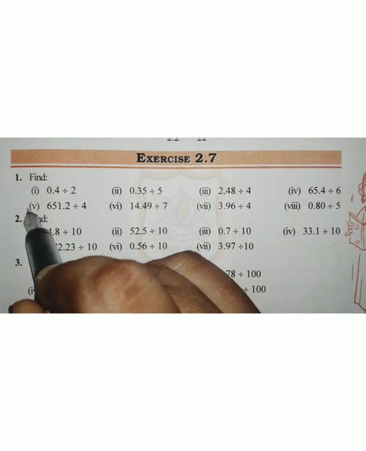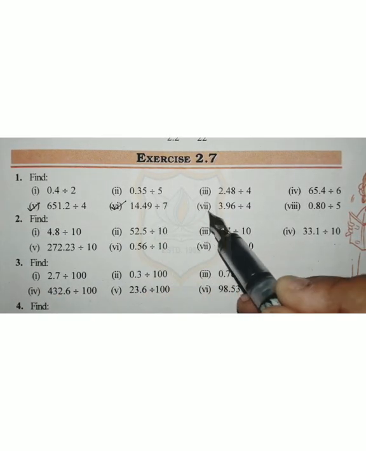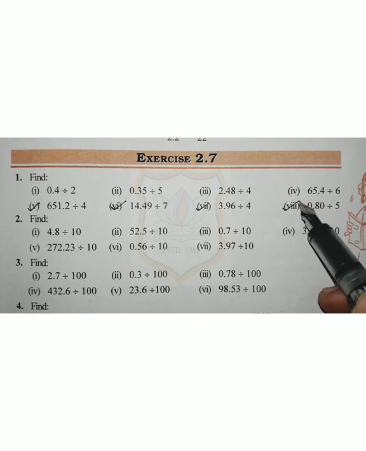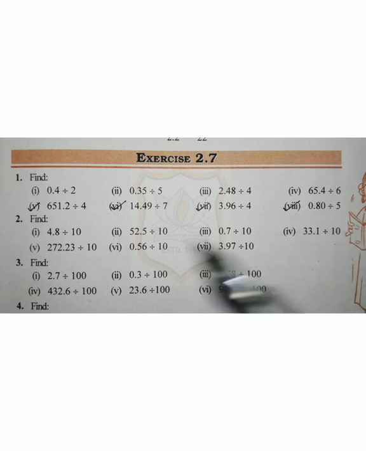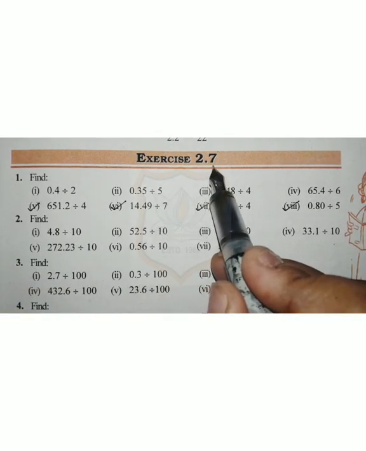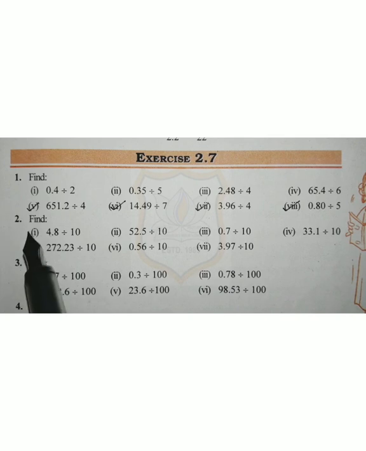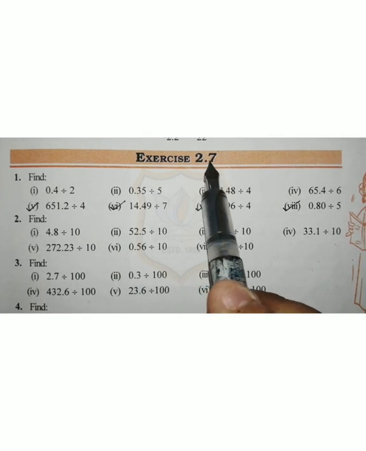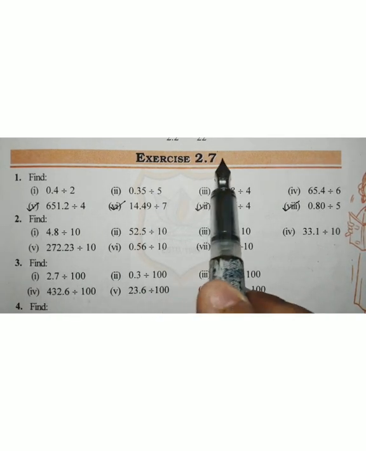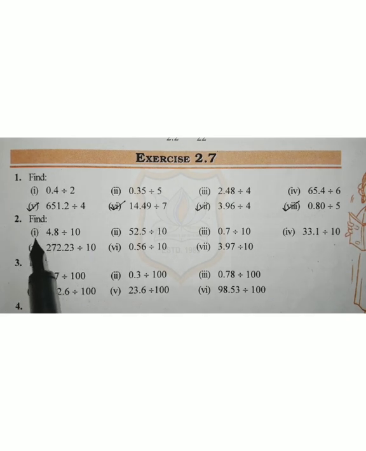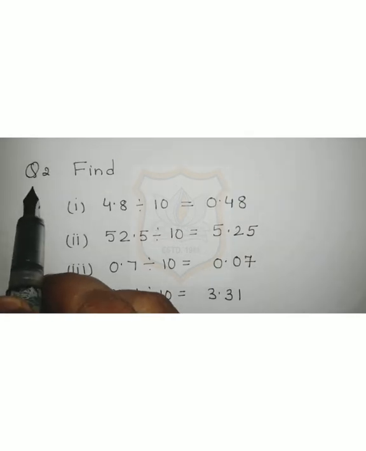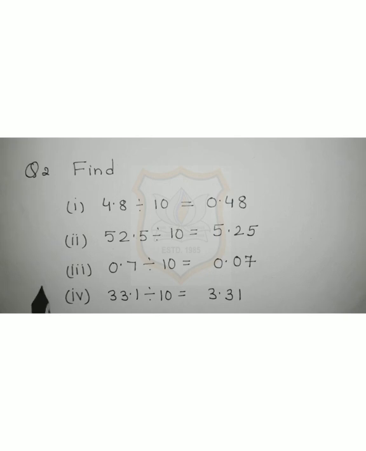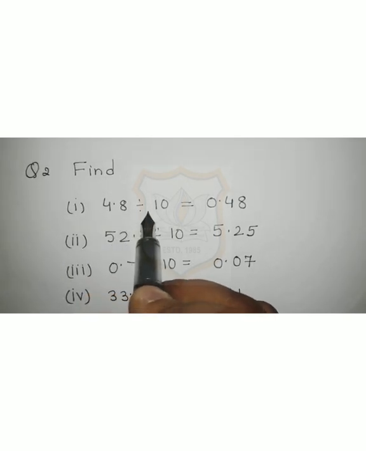Students, part 5, part 6, part 7 and part 8, you have to solve yourself as homework of question number 1, exercise 2.7. Now we will solve question number 2 of exercise 2.7. Question number 2 of exercise 2.7 is find. First part is 4.8 divided by 10. Students, let's solve the first part of question number 2, and that is 4.8 divided by 10.